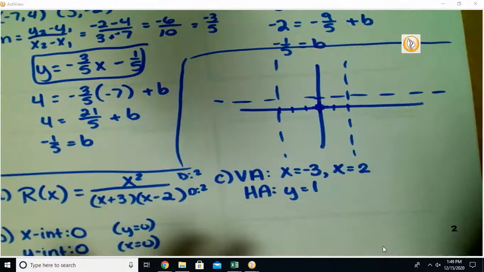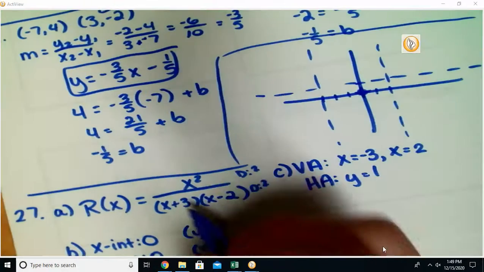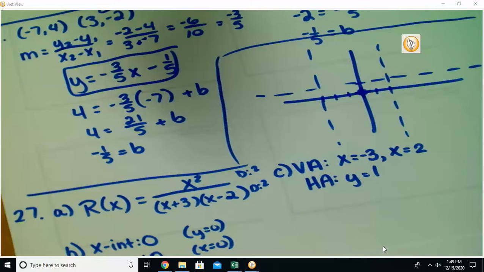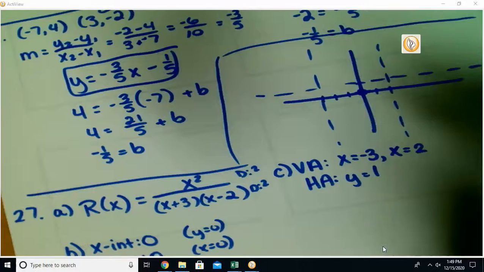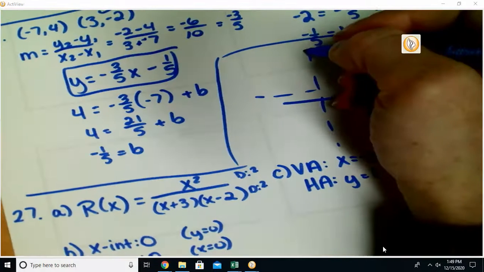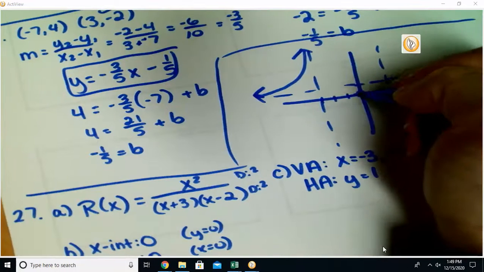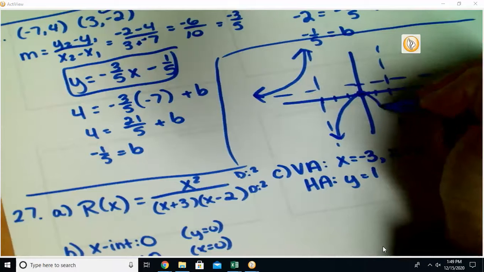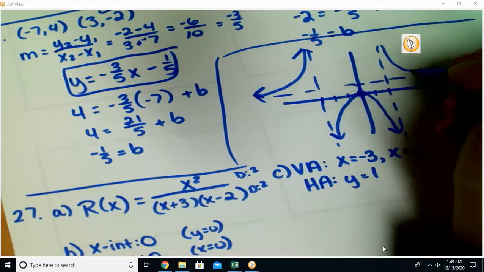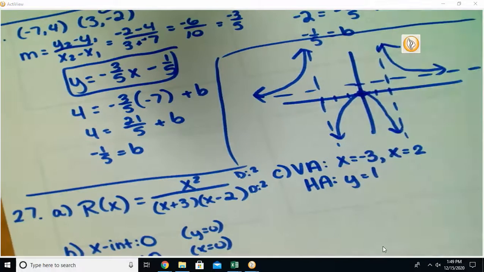And then you can use your calculator. Remember, when you put it in the calculator, you need parentheses around the entire top and around the entire bottom. And when you do that, I believe it's just something like that.